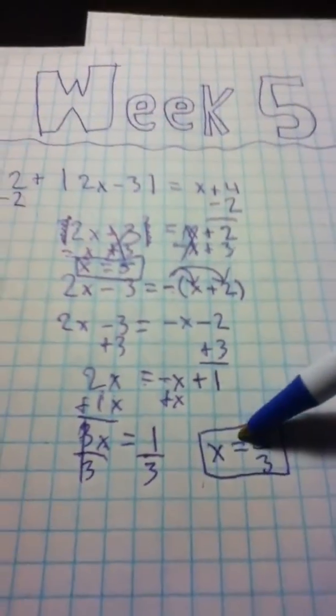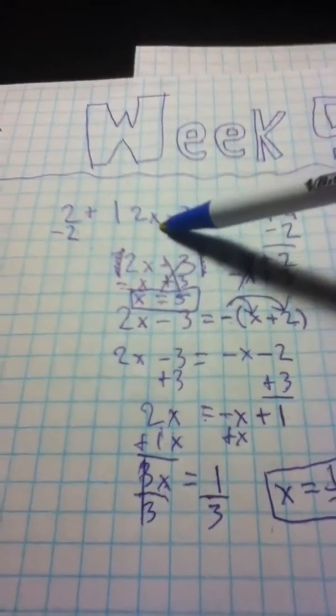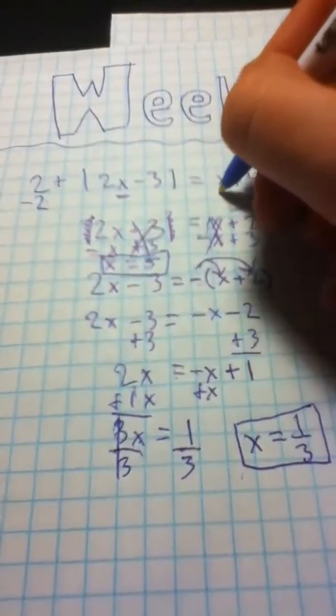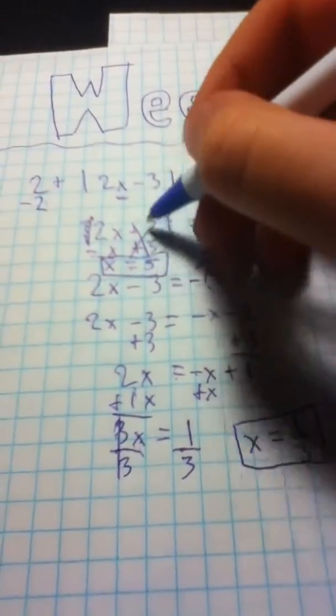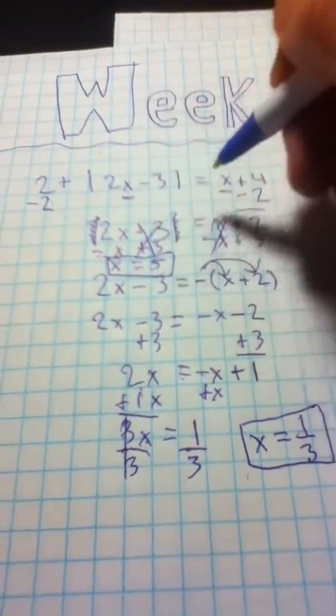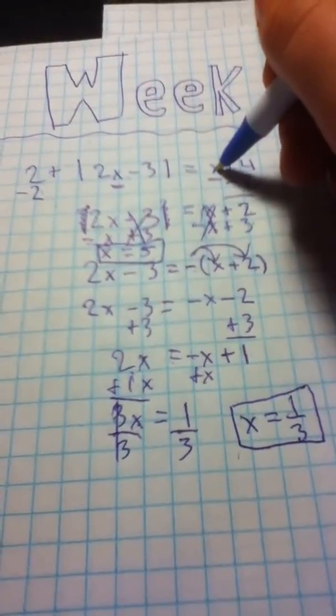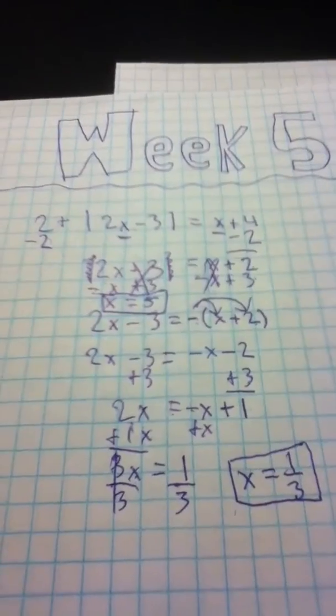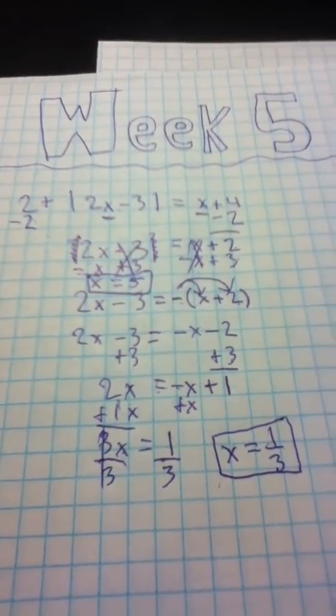Make sure that you plug them back in for where it says x. So it would be right here and right here. So you plug in 5 right there, and you multiply that, and then you add 5, and then you also put 5 right here. So yeah, that's how you do it.